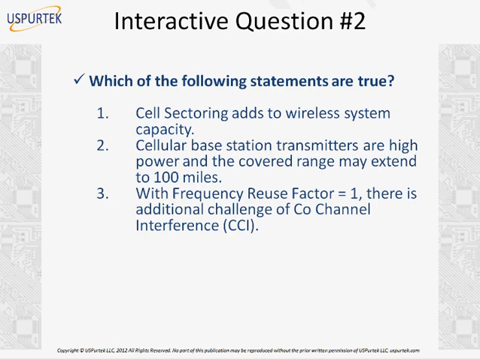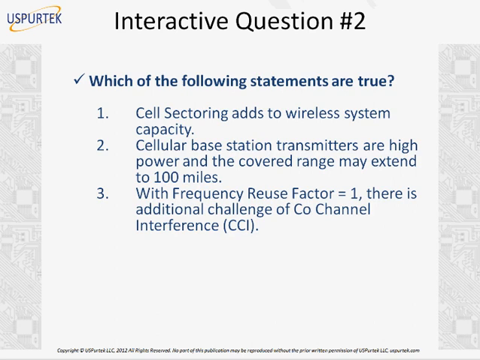Okay, let's move to the next one. Before we move, let's have a little question here. Which one do you think is true? You can type your answer in the chat box. One: cell sectoring adds to wireless system capacity. Two: cellular base station transmitters are high power and the cover range may extend to 100 miles. Three: with FRF of 1, there is an additional challenge of co-channel interference.